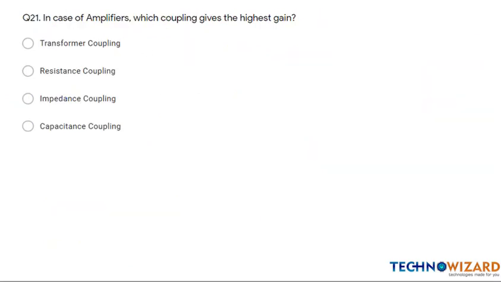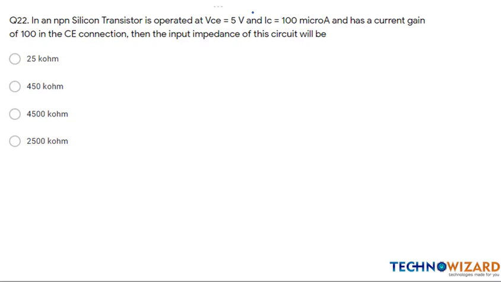Now, next question. In case of amplifiers, which coupling gives the highest gain? Transformer coupling in case of amplifier gives the highest gain. Therefore, option A is the correct answer.